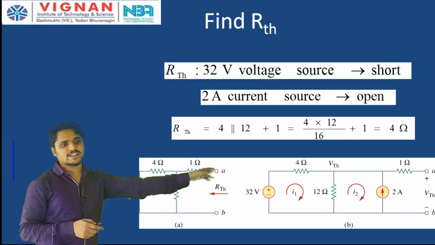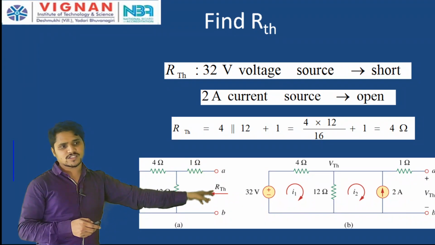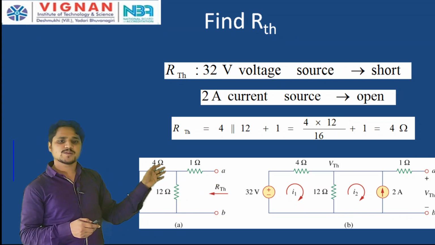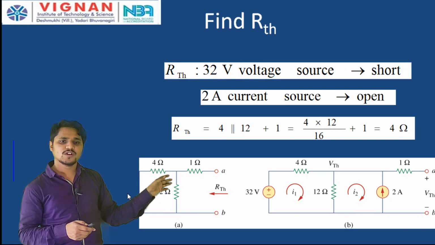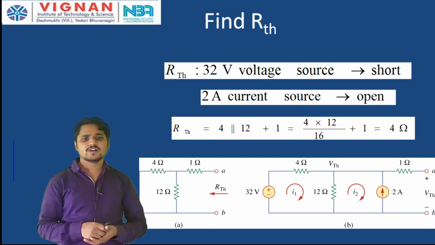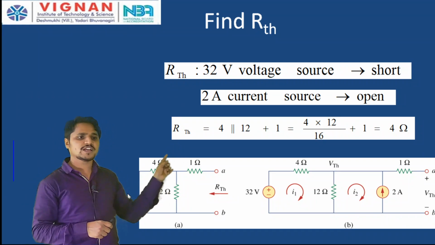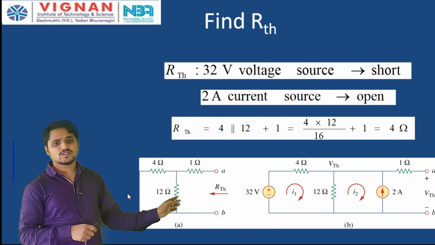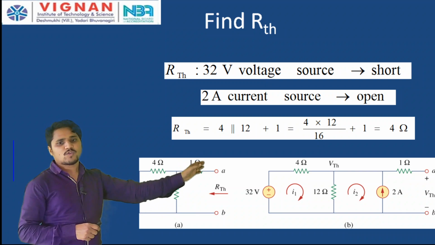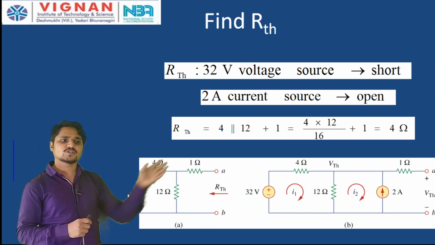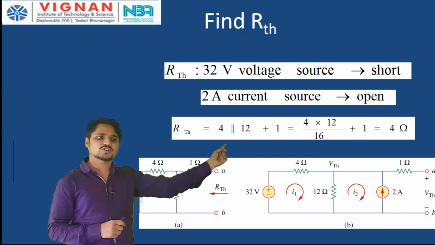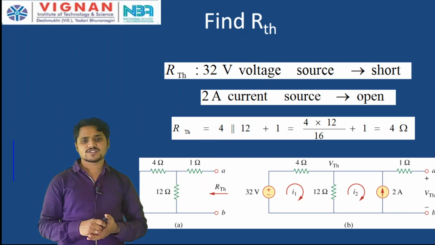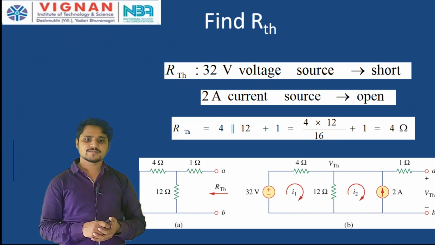We have disconnected the RL, and this is where we have to find R Thevenin across these terminals. The current source is replaced by an open circuit and the voltage source by a short circuit. Now, how do we approach R Thevenin? Here the 4 ohm resistor and the 12 ohm resistor are in parallel, and the combination is in series with the 1 ohm. Therefore, 4 into 12 by 4 plus 12 is 3, plus 1, then you will get 4 ohms.